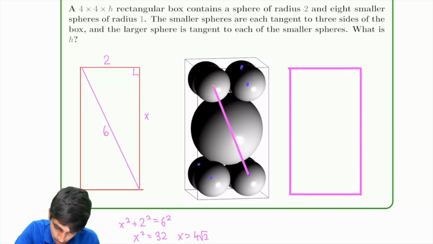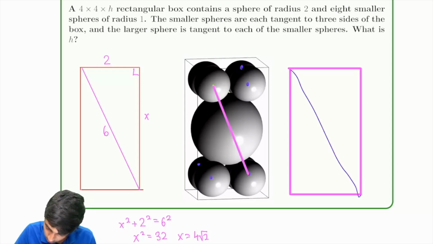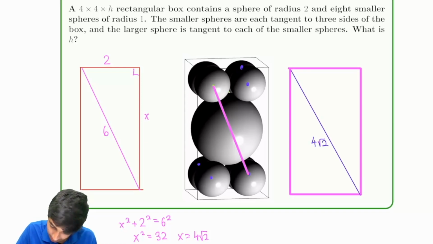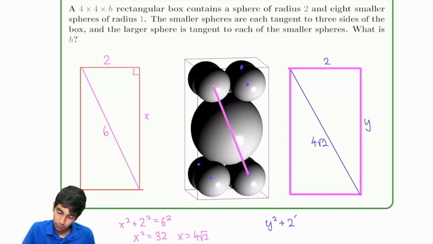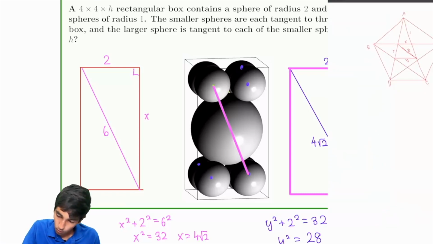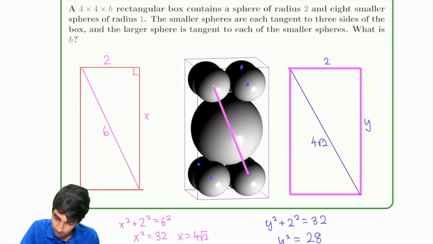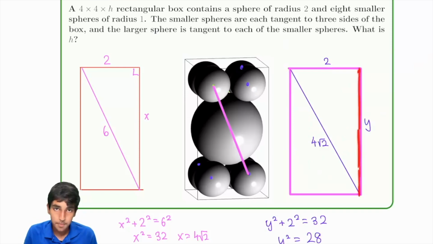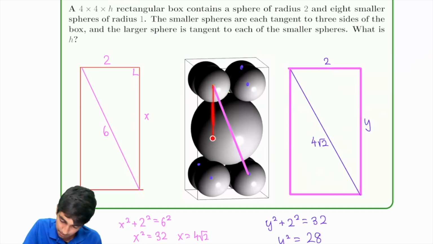Okay, let's see. We have this diagonal is 4 root 2. And just like earlier, the distance between these two spheres, 1 plus 1 equals 2. Again, Pythagorean theorem. Let's call this distance y. We have y squared plus 2 squared is 4 root 2 squared, 32. So y squared is 28. y is 2 root 7. So what was y? y was this distance here, which is resemblant of this distance here.